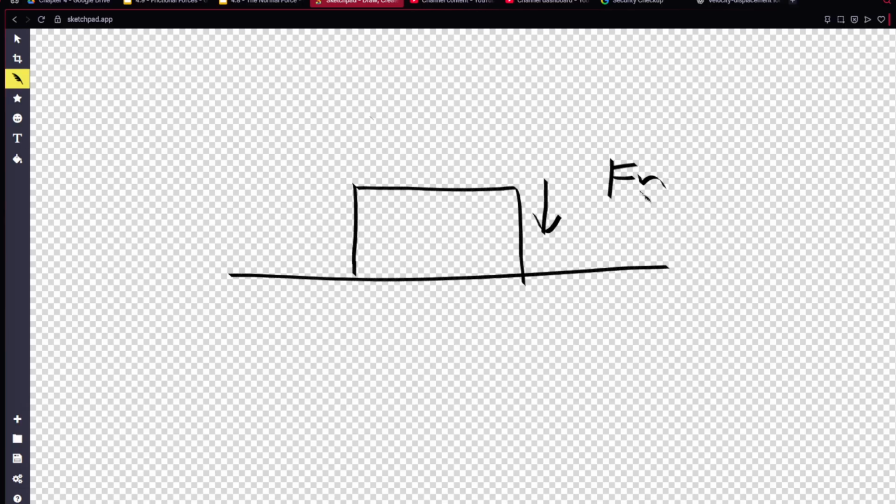So this normal force is acting downwards. But note that there's no plus force or minus force, because we're not applying any force to it. It's just an object sitting down, getting pulled down by gravity.